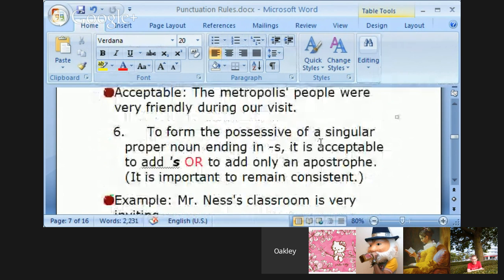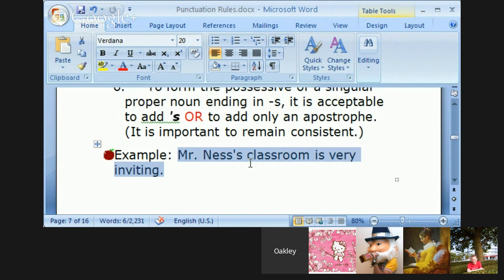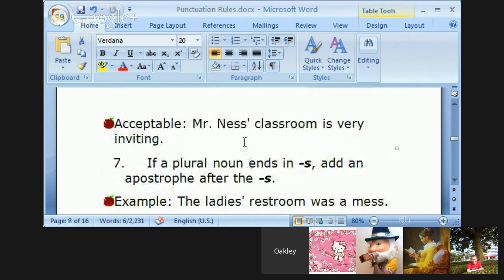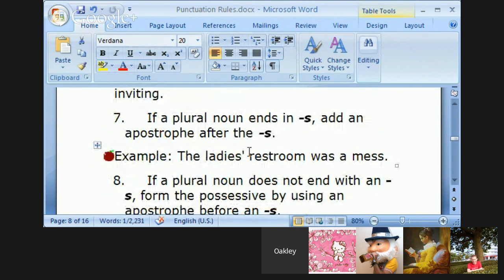Okay, and actually this next rule is exactly the same. All right. So, Keiko, try reading this example. Mr. Ness's classroom is very inviting. Ness's. That's it. Okay. Same exact thing. Really no different at all. Again, it's perfectly acceptable to write it either way, but it has to be pronounced the way Keiko pronounced it, Ness's.